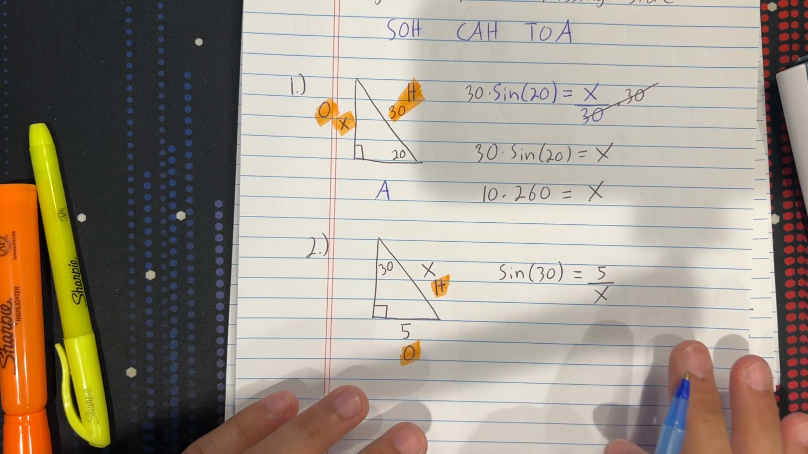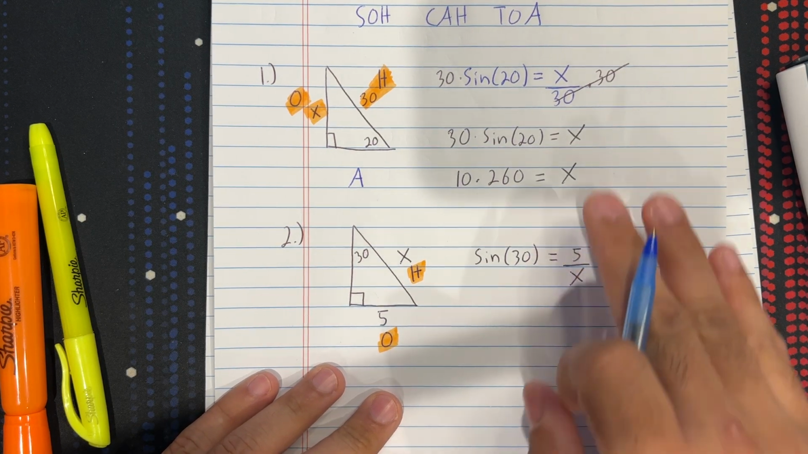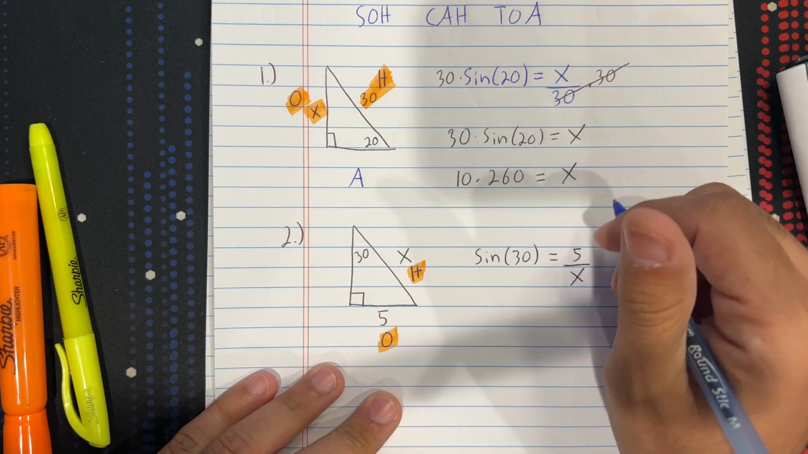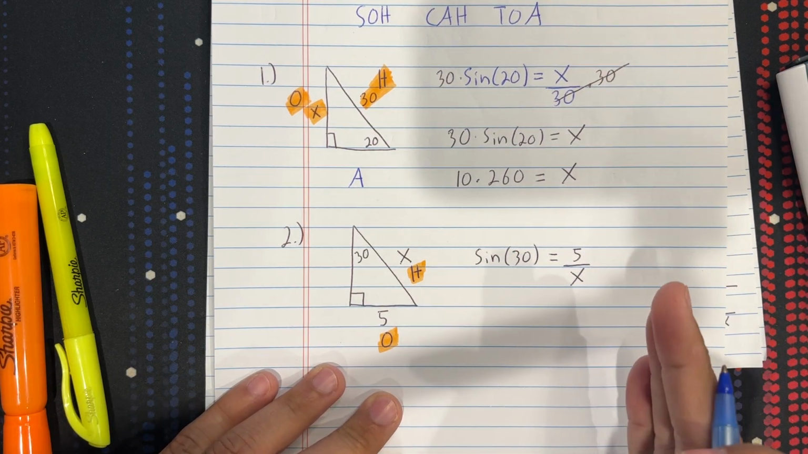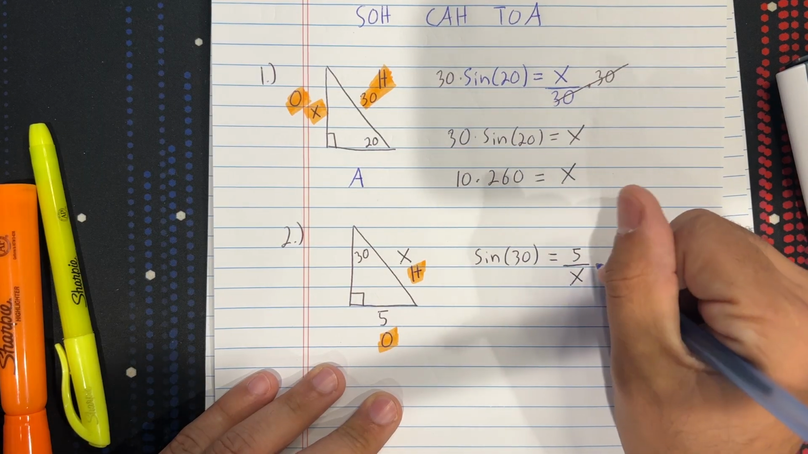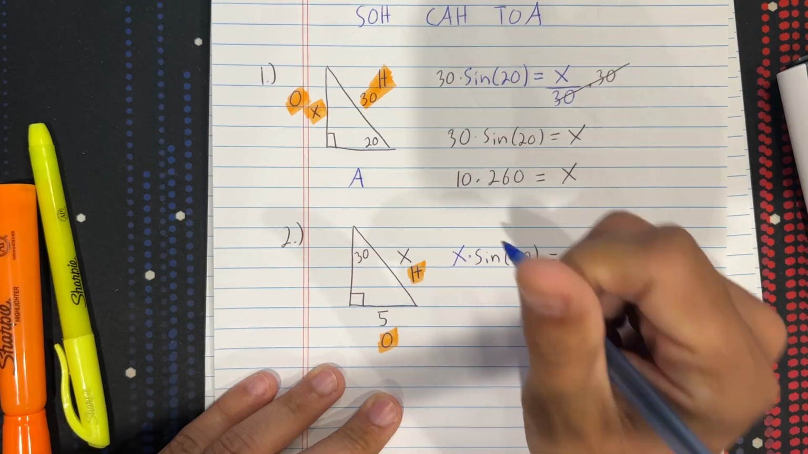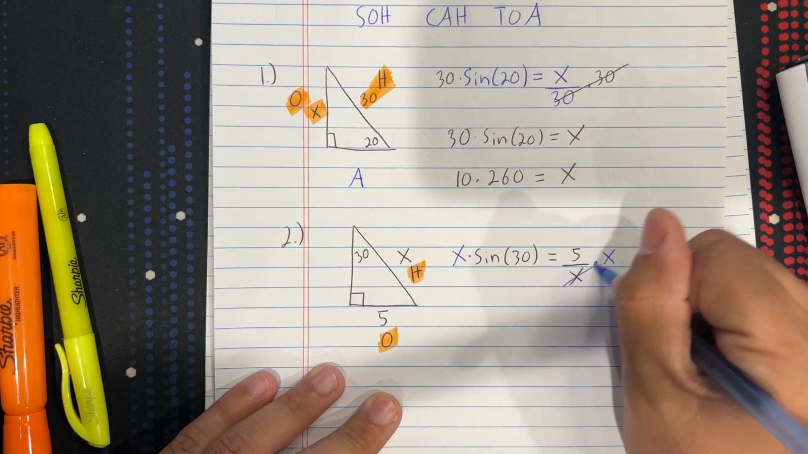Now the problem on this one is that the x is on the bottom instead of being on the top. When it's on the top, it's usually going to be a little bit easier to do. We still do the same process. I'm trying to isolate the x. So I need to multiply both sides by x right now, because x is in the denominator and it needs to be located in the numerator.